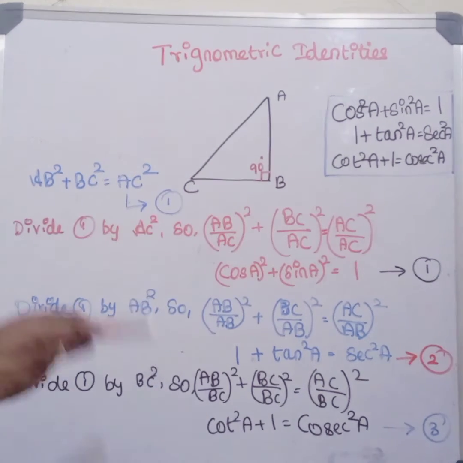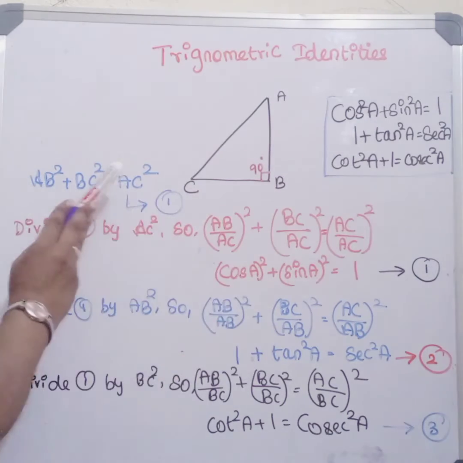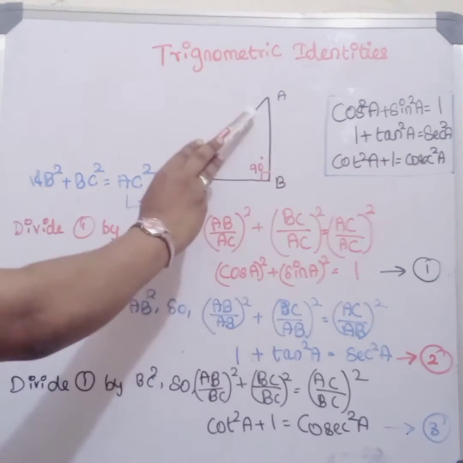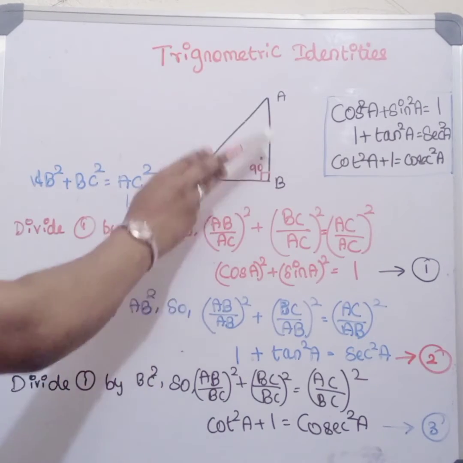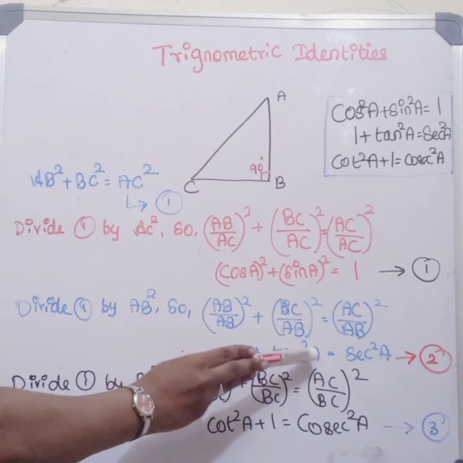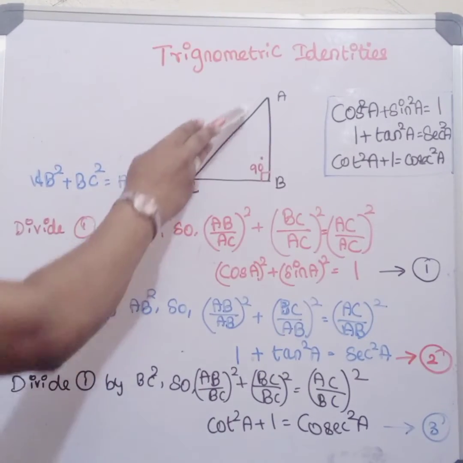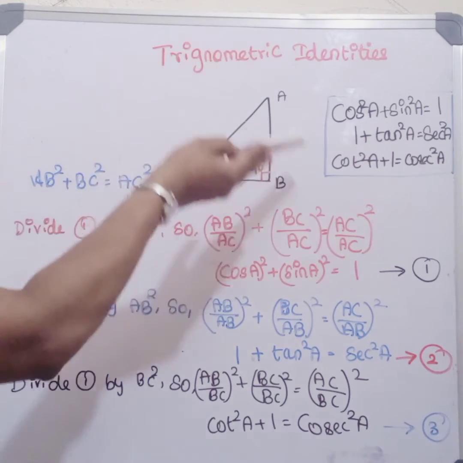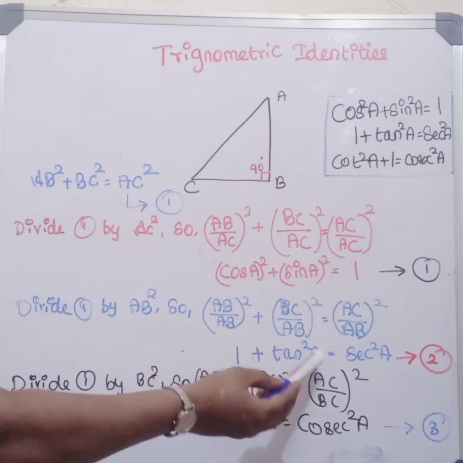Yes. Now, divide equation 1 by AB square. Say AB by AB, BC by AB, AC by AB. So, AB by AB is 1. BC by AB in terms of A, that means opposite side by adjacent, right? Opposite side by adjacent is nothing but tan. We know the basic term. Tan square A is equal to, in terms of A, AC is the hypotenuse. Hypotenuse side by AB, hypotenuse by adjacent. Adjacent by hypotenuse is cos, so hypotenuse by adjacent, we know that is nothing but secant. So secant square A. Thus we got 1 plus tan square A is equal to secant square A.